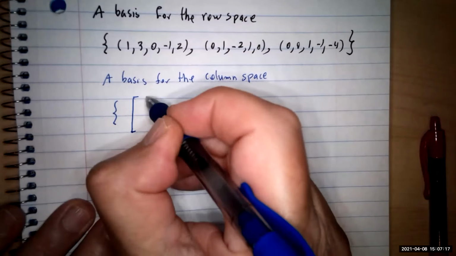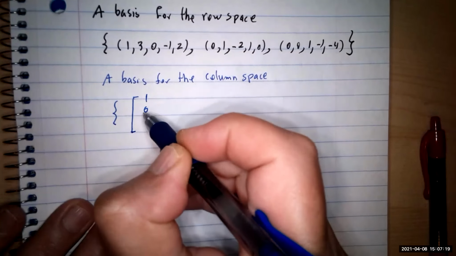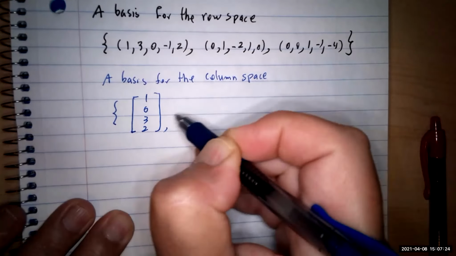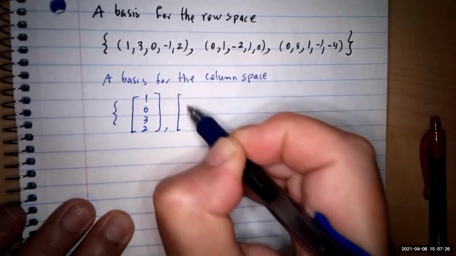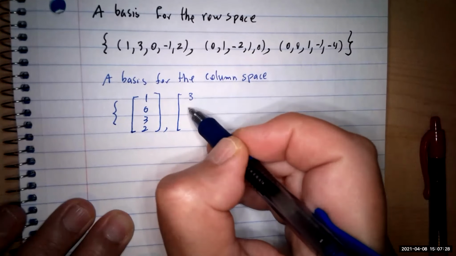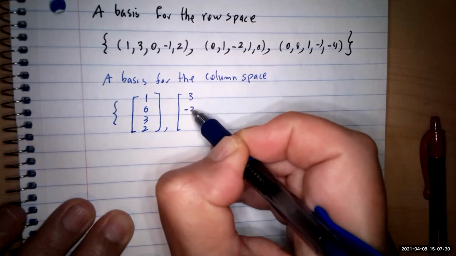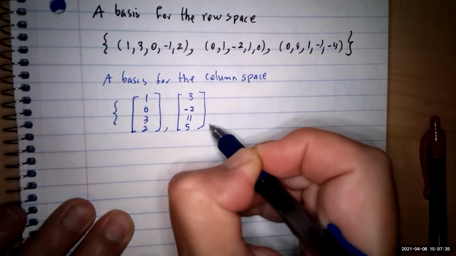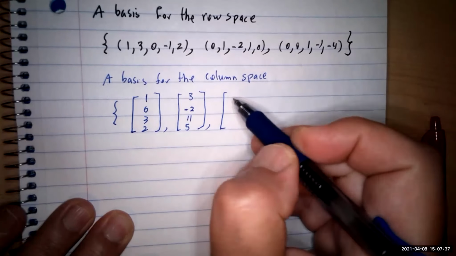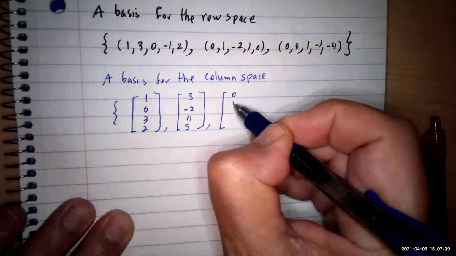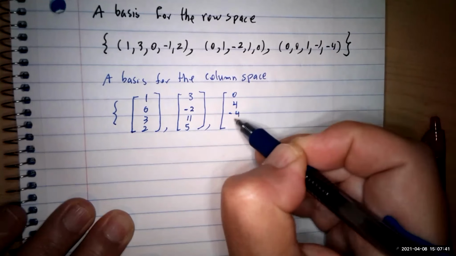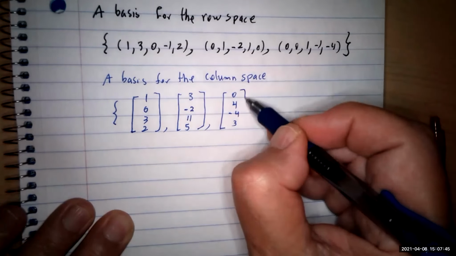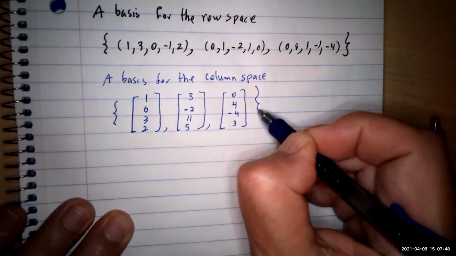So the first column of A is 1, 0, 3, 2. And the second column is going to be 3, -2, 11, and 5. And the third column contains 0, 4, -4, and 3. So that gives you a basis.